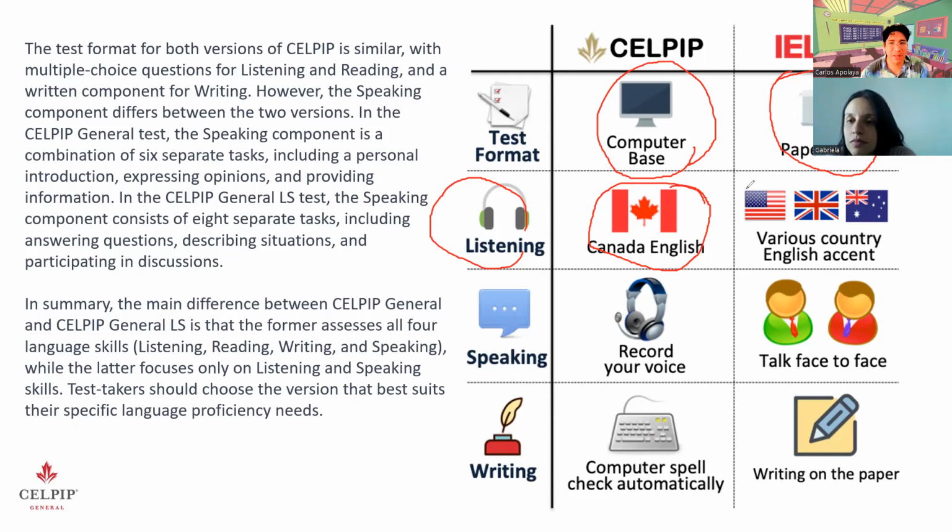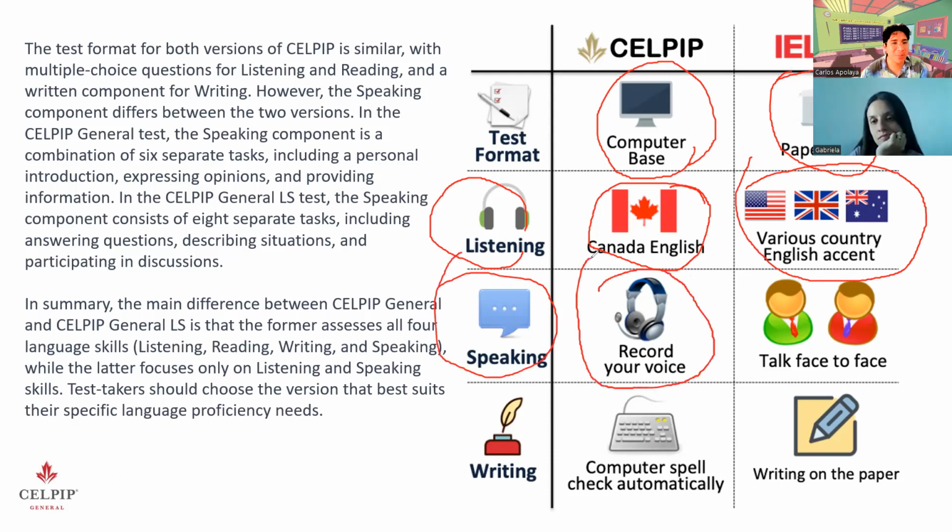Pero en cambio en el IELTS te viene varios acentos. Te viene British, te viene Australian English, American English, te viene de todo. ¿Por qué? Porque es académico. En speaking, aquí solamente te grabas, record your voice.